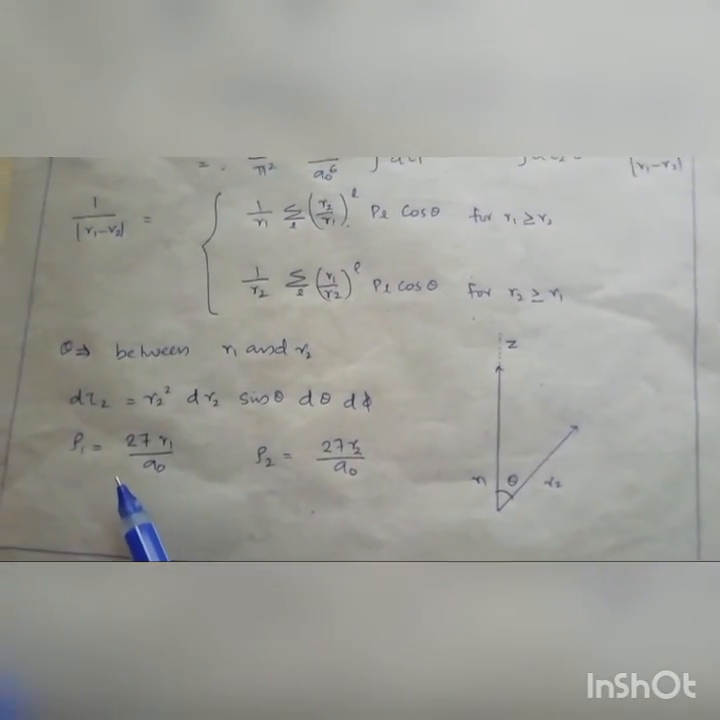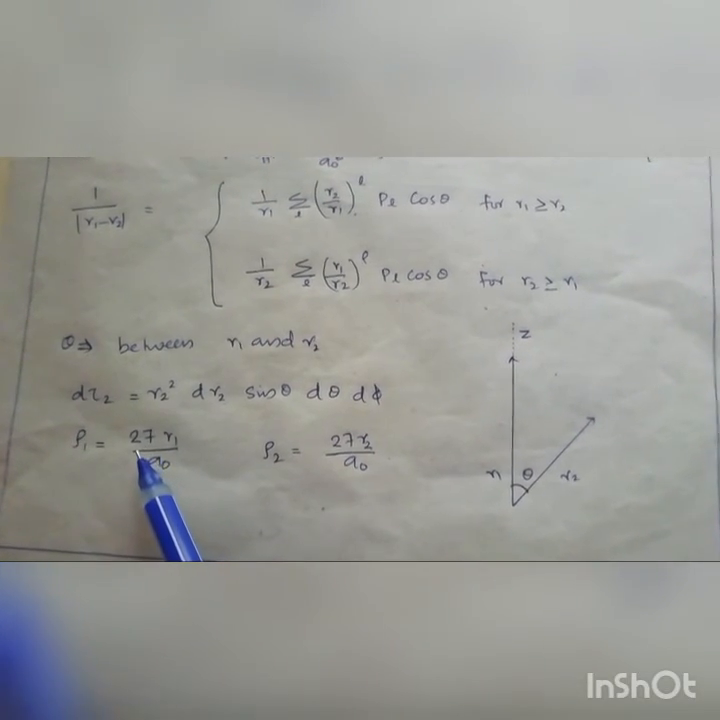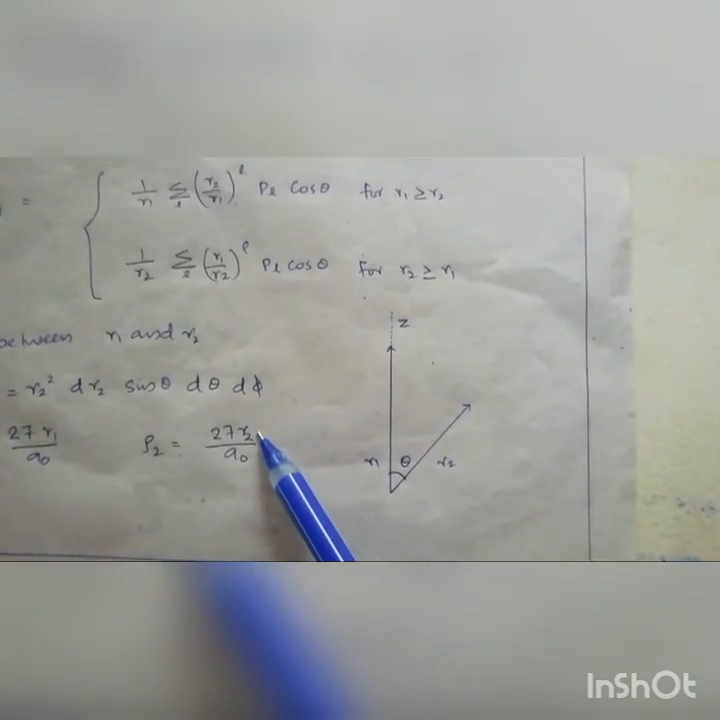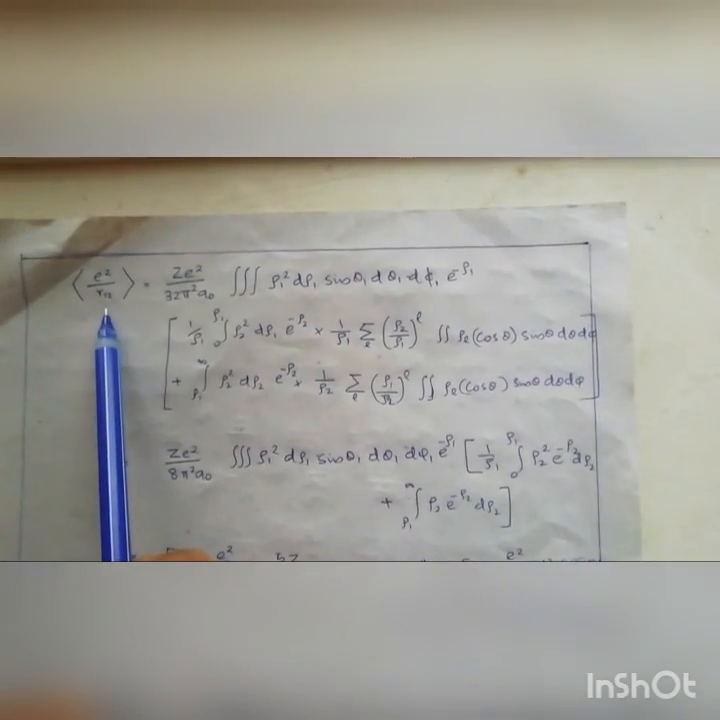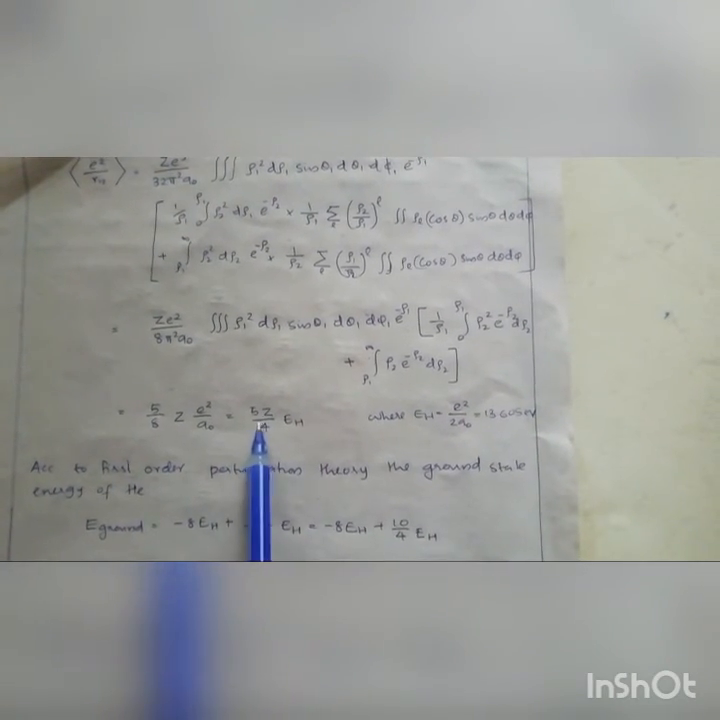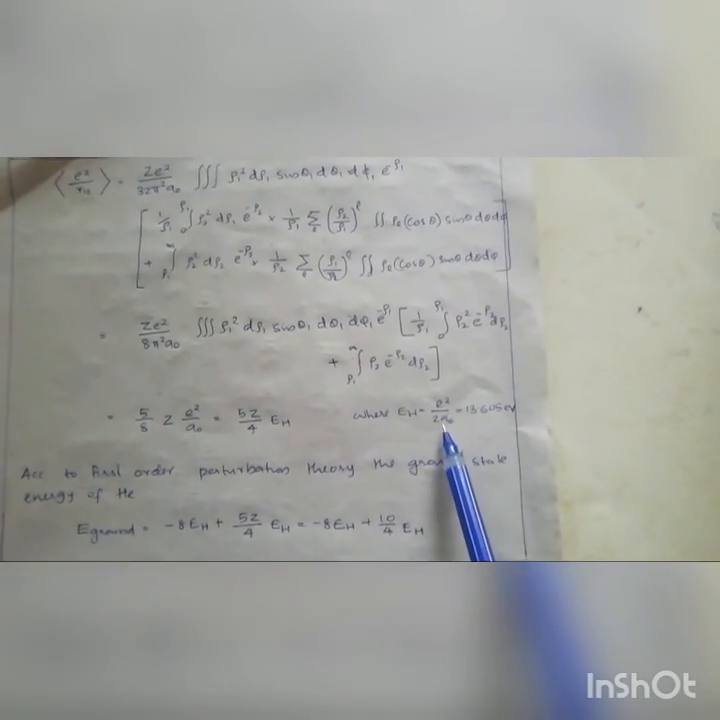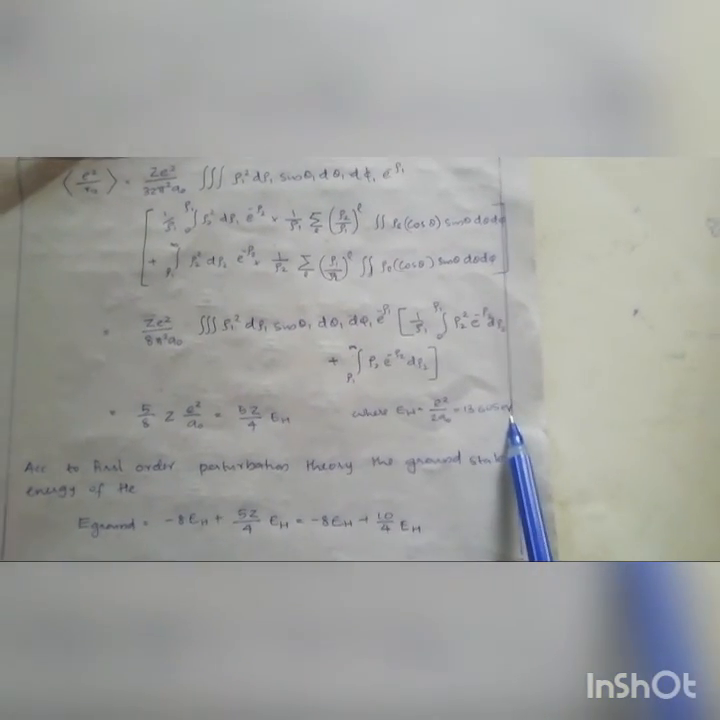And we introduce the term ρ1, which is equal to 2Z r1 by a0, ρ2 equal to 2Z r2 by a0. So substituting all these terms and evaluating the integral, we got the term e² by r12 as 5 by 8 Z e² by a0, which is equal to 5Z by 4 Eh. Here Eh is equal to e² by 2a0 equal to 13.605 electron volt.